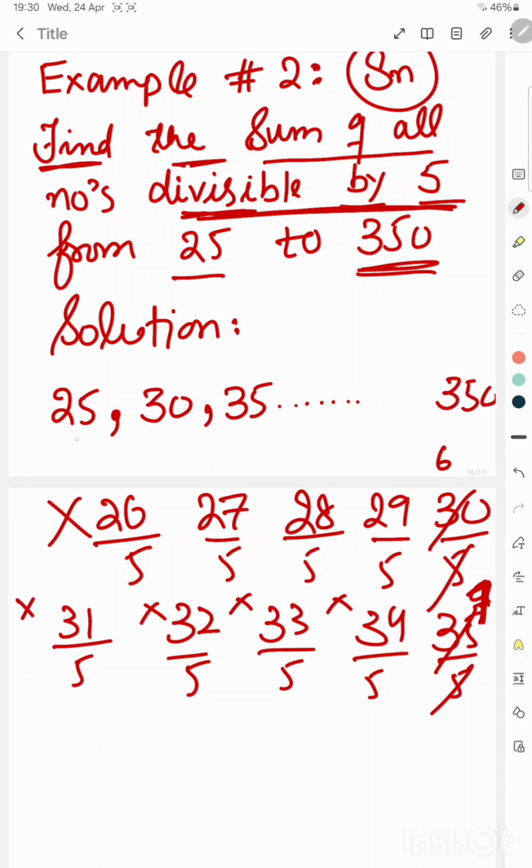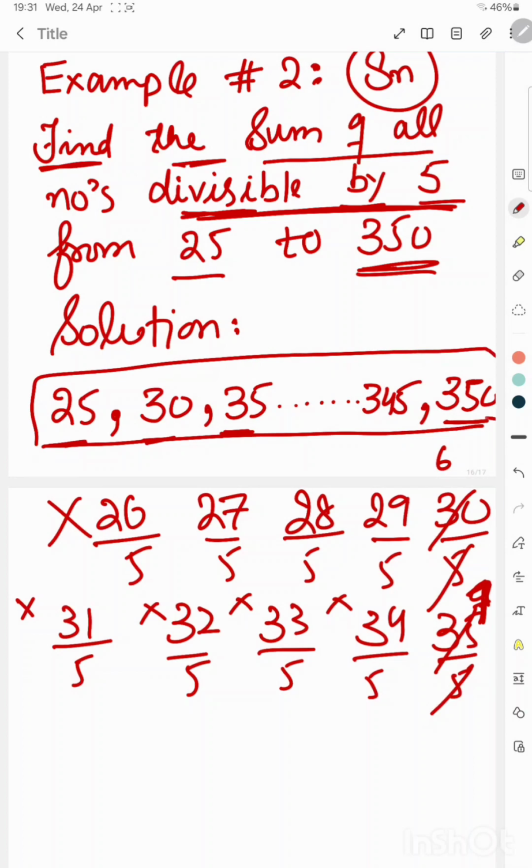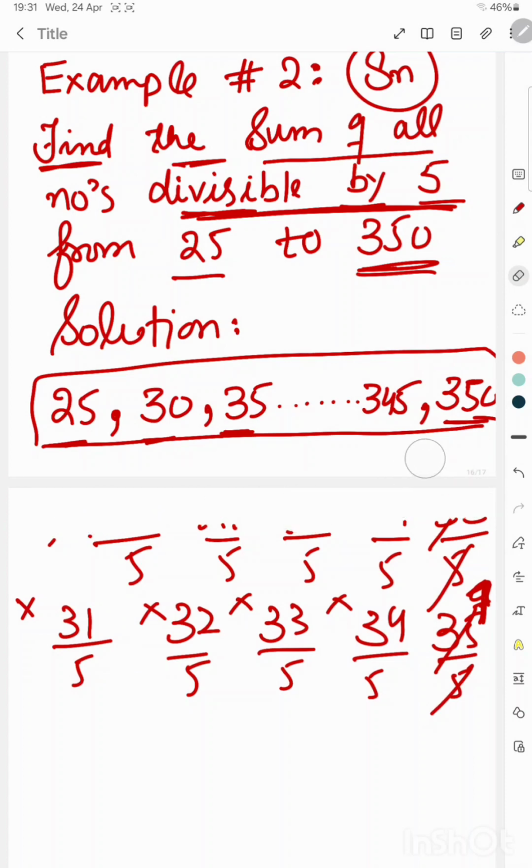Now you can see that there is a difference of 5 between all the numbers. This is 25, this is 30, this is 35. The next term will be 40, then 45, 50, 55, 60, 65, up to 350. The term before 350, as there is a difference of 5, will be 345. Student, this is the process by which you can make a sequence by yourself. So this is our required sequence, and I have to just rub this out.